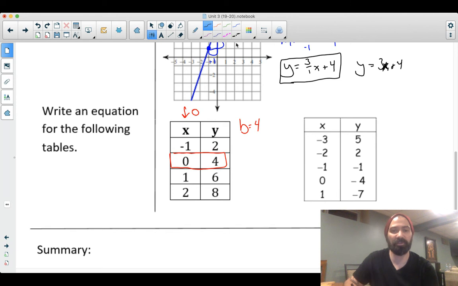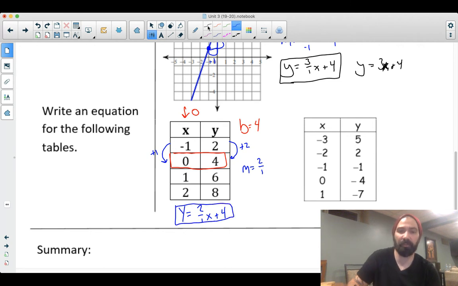Now what you want to do is check your change in y over your change in x. Your change in y from one point to the next is +2. Your change in x from one point to the next, -1 plus 1 is 0. So your m is going to be 2 over 1. Then we write our equation. Y equals mx plus b. You're all done.